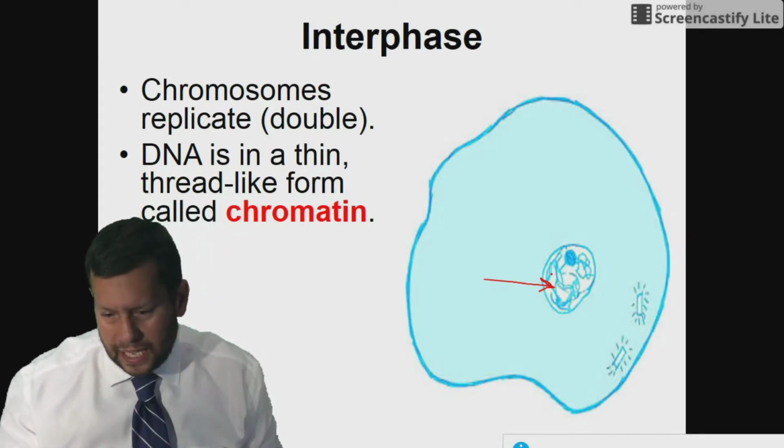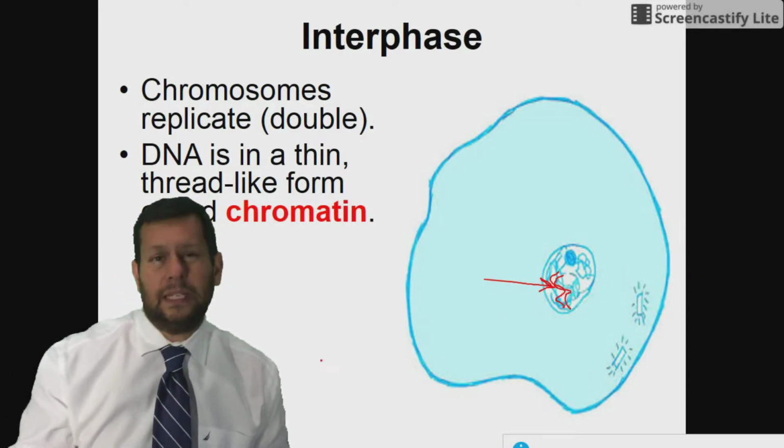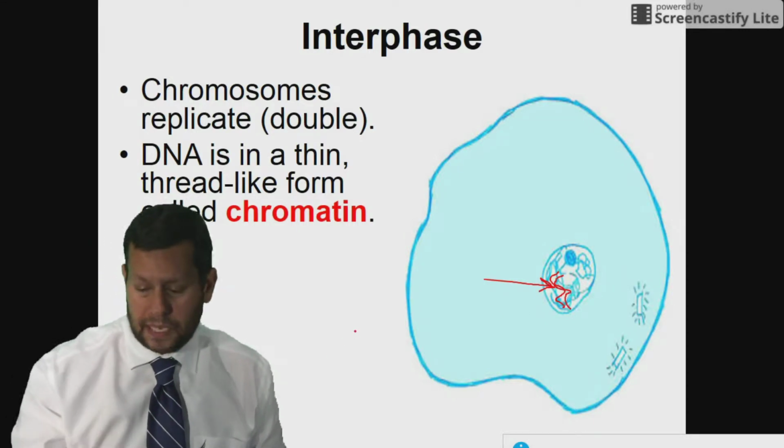So if we had a piece of DNA here like this that's thin, it's going to make a copy right here next to itself like that. So that DNA material is going to double by making a copy of itself.